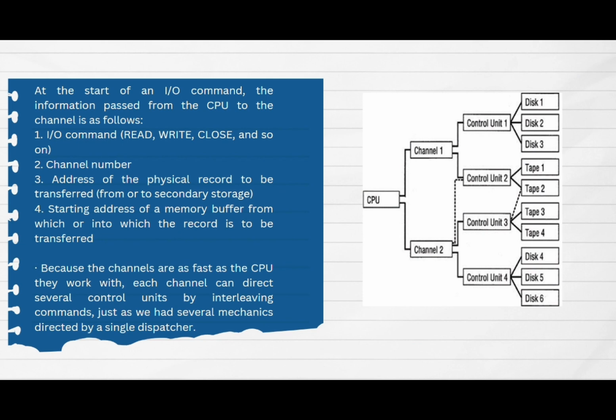So at the start of an input-output command, the information passed from the CPU to the channel is as follows. Firstly, the input-output command: read, write, close, and so on. Second, the channel number. The third one, the address of the physical record to be transferred from or to secondary storage. And lastly, the starting address of a memory buffer from which or into which the record is to be transferred. Because the channels are as fast as the CPU they work with, each channel can direct several control units by interleaving commands, just as we had several machines directed by a single dispatcher.